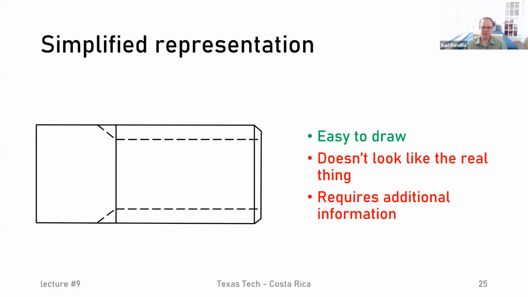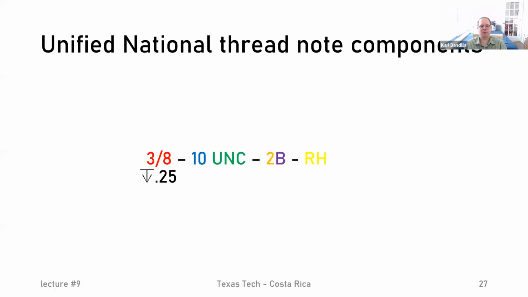All right. In the previous slide, we said that we'll need extra information if we want to do this simplified drawing. And the extra information that we have is what we call a thread note. And this is what a full thread note would look like. Of course, usually it's not nice and colorful. I just did the colors to make it easier to understand what is what.